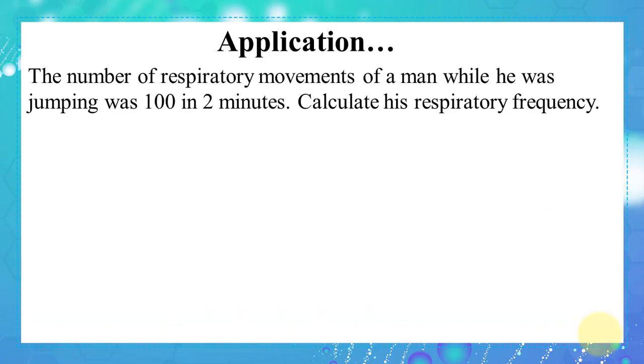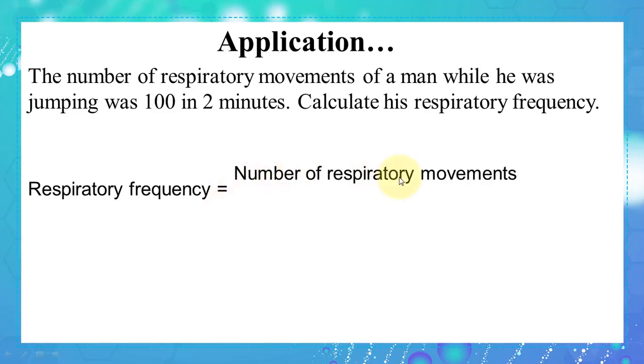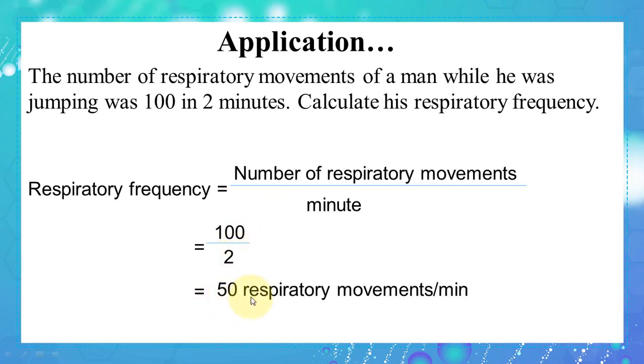Application to practice calculating the respiratory frequency. The number of respiratory movements of a man while he was jumping was 100 in 2 minutes. Calculate his respiratory frequency. First, we should write the rule. Respiratory frequency equals the number of respiratory movements divided by minutes, which is equal to 100 divided by 2, equals 50 respiratory movements per minute.